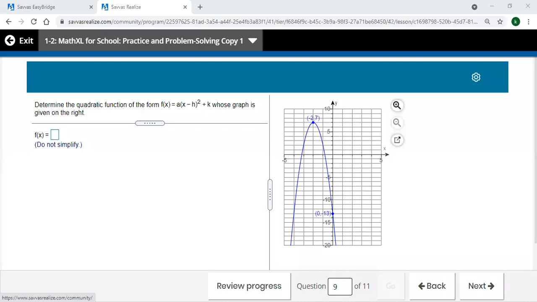All right, so let's see what we've got going on here. Problem number 9. And again, for me, I believe that is 1.2.35. All right, so what we're supposed to do is determine the function in that form.